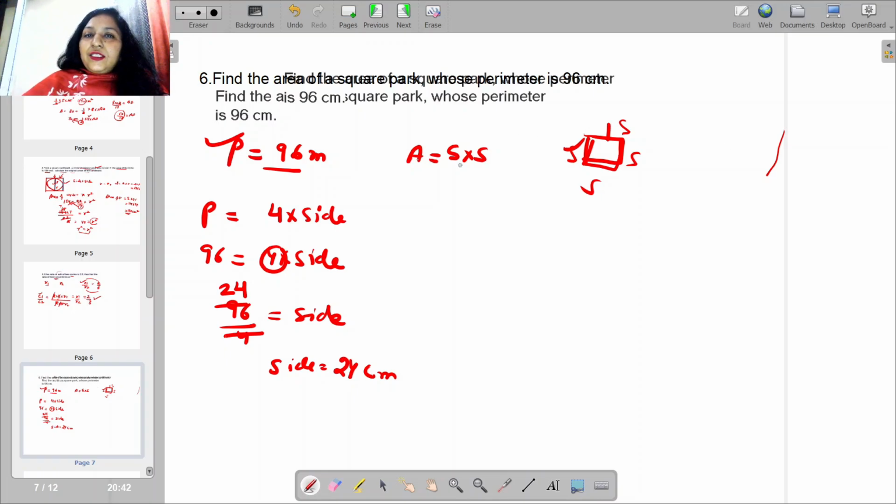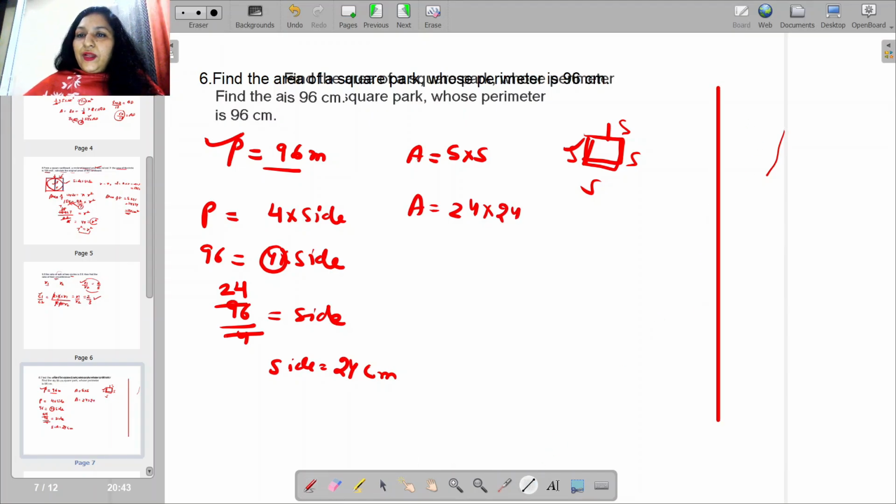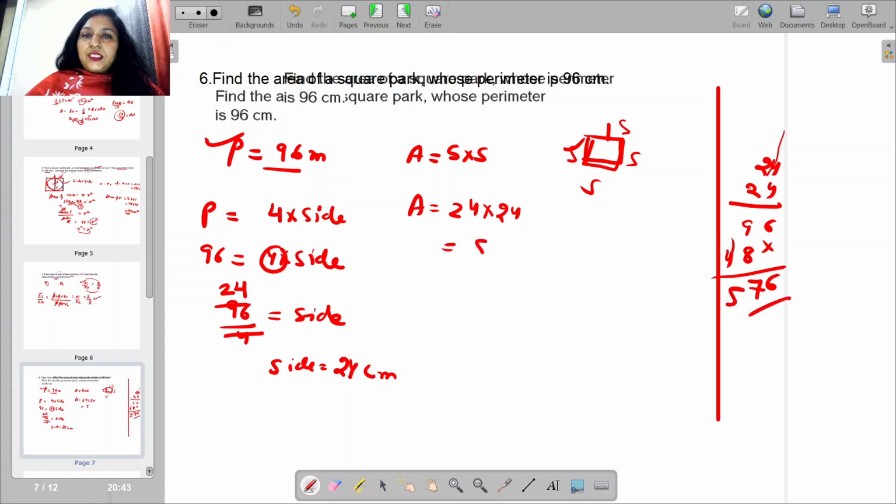Okay. So area is now side into side. Area is 24 into 24. Sorry. Let's calculate it here. 24, 24. 4 into 4, 16. It is 16. 4 into 2 is 8 and 1, 9. This is 6. Answer is 576. And what is the unit? 576 centimeter square.